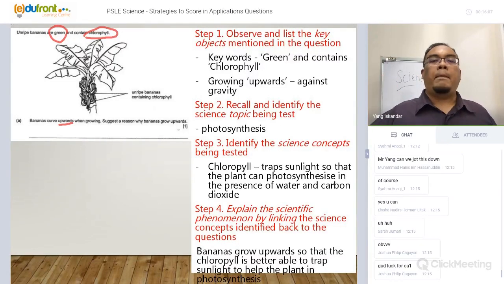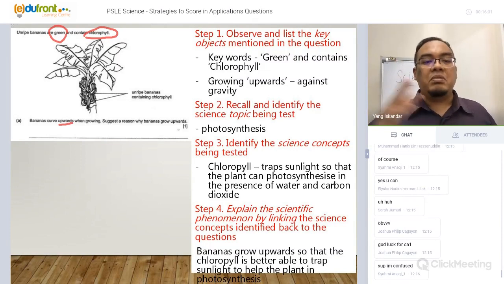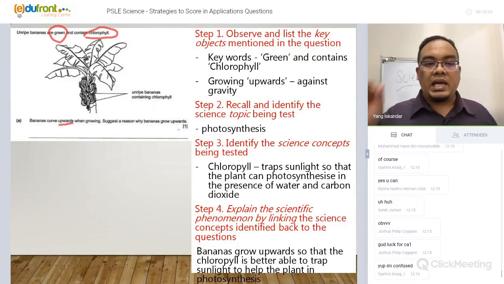You know light is needed, right? You know water is needed, and you know the gas, carbon dioxide, is needed for the plants to make food. Now some of you may be confused, right? We know that photosynthesis usually takes place at the leaves. But here, why is it that chlorophyll is contained in the banana? But it doesn't matter if you do not know about this. Now they are telling you that chlorophyll is in banana, so don't worry about that. Just remember what is the function of chlorophyll.